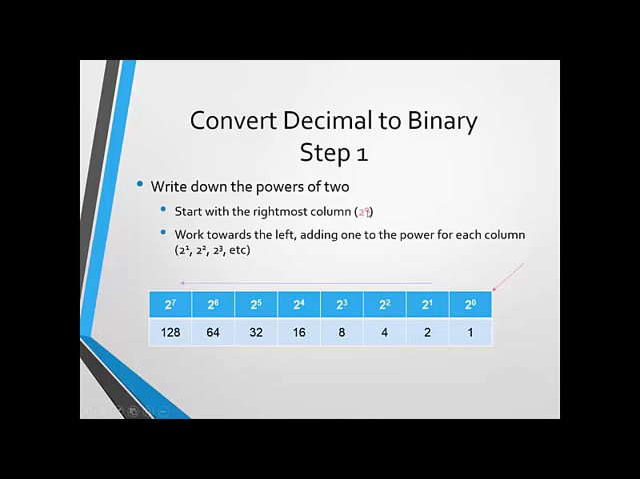Again, to begin, write down the powers of 2. Start with 2 to the 0 power is 1, 2 to the power of 1 is 2, etc., so that you have all 8 bits written down to work with on your powers of 2.